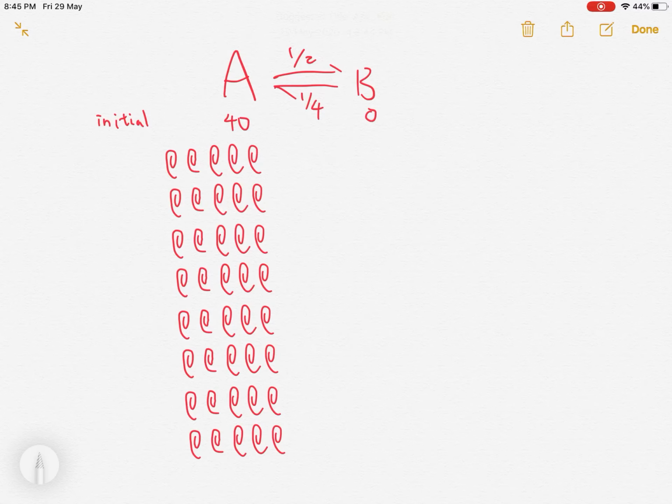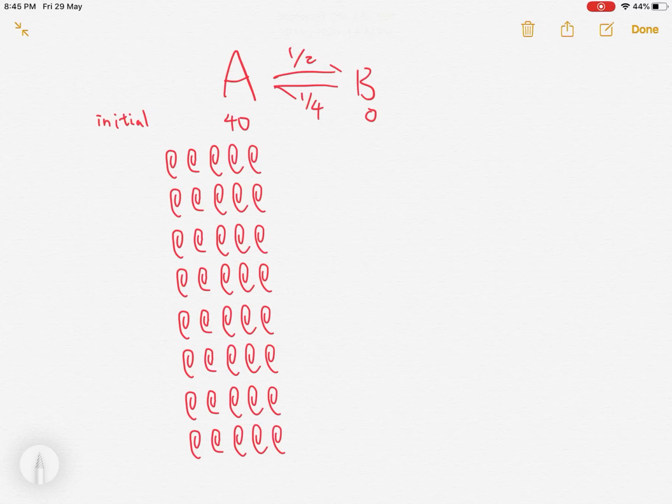Well, let's consider a reversible reaction from A to B, and the scenario is like this. If you have some A, then in that particular time interval, 1/2 of it will convert into B, and if there is some B, then a quarter of B will be converted to A. And here is our initial amount of A and B respectively: you have 40 A and 0 B.